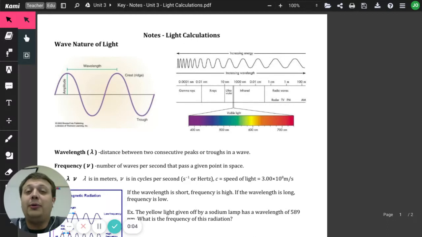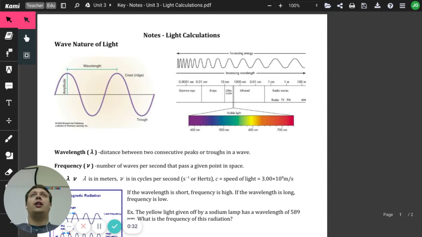So today what we are going to be doing is finishing up our notes on Unit 3. This is the very last lesson that we have for Unit 3. I know it's been a long journey through our Unit 3, but this is the very last lesson for it. For this, we are going to be covering light calculations, and you do need to make sure you've got your notes, something to write with, and then you will need a calculator as well. All right. So let's go ahead and get started on this.